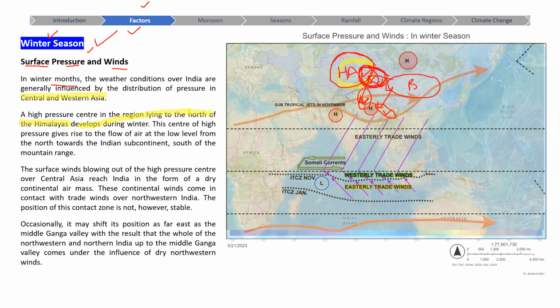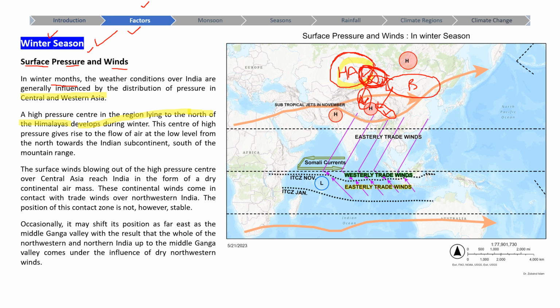Now, if we talk about the surface pressure and winds, you can see here the graphical representation. This is the high pressure area, this is the high pressure area. Winds move from high pressure to low pressure areas, and this is the general circulation of wind. Here I'm talking about the surface, okay, surface.